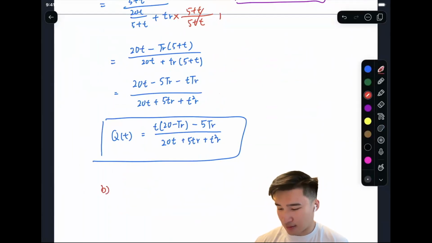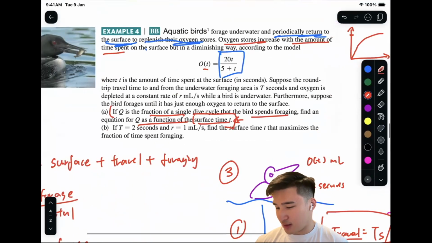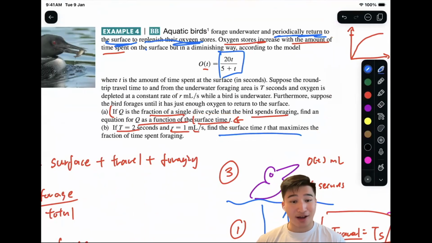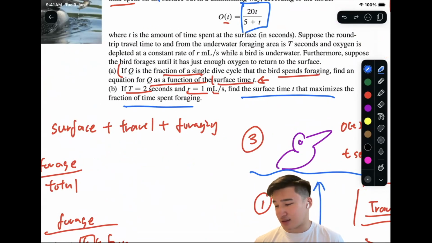And now we're gonna go for B. So basically the QT, again, is the fraction, right? So this is the answer for A, which is the fraction of a single dive cycle spent on foraging, QT. Okay, so now we can go to B. B is so simple. Basically, we have T equals 2, and R equals 1. And it says find the surface time T that maximizes the fraction of time spent on foraging. And the way we can do this is using optimization. So QT basically is the time spent on foraging over the total function.